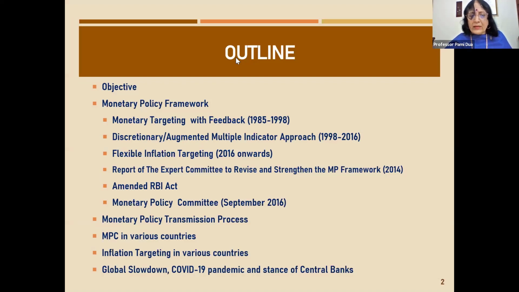We will compare the Monetary Policy Committee in India, which was set up for the first time in 2016, with monetary policy committees in various other countries. How has it performed? Is it different from the others? So we will look at that. And then we will also look at inflation targeting in other countries.